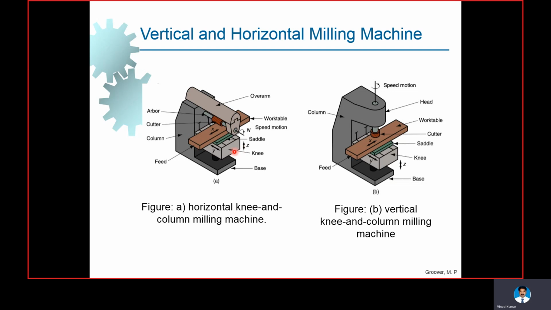It will have a base and column for support, and there will be a motor to produce power. The rotational speed is produced by the motor, and there are arrangements to fix the parts. There is a spindle to connect the milling cutter, and a work table to fix the workpiece and move up and down, horizontally, etc. So these are the basic parts of a milling machine, and there are peripheral as well as face milling operations.